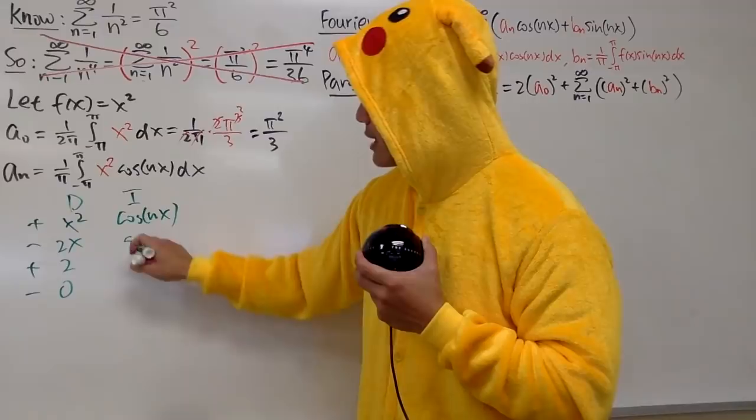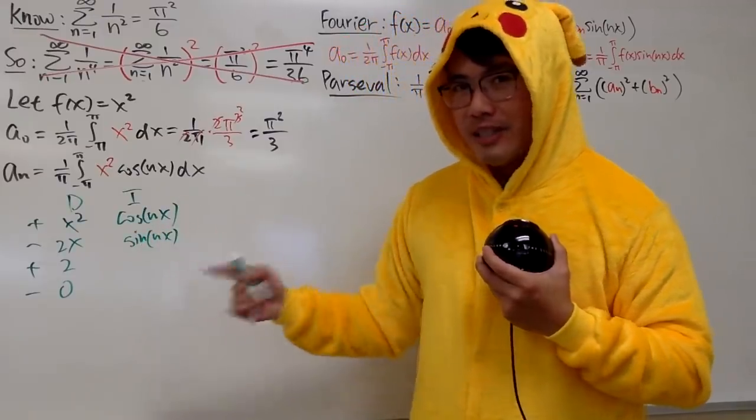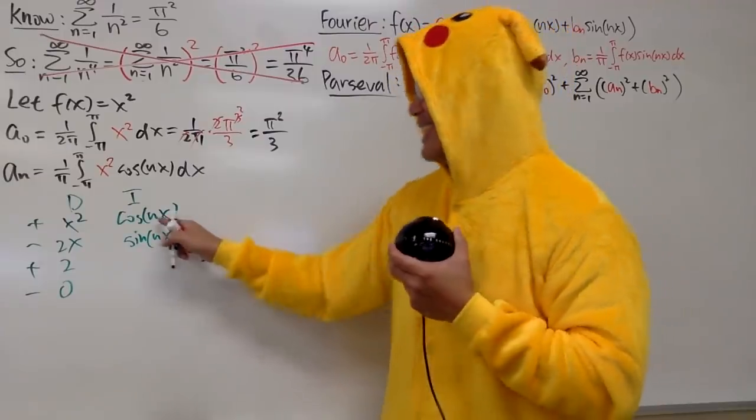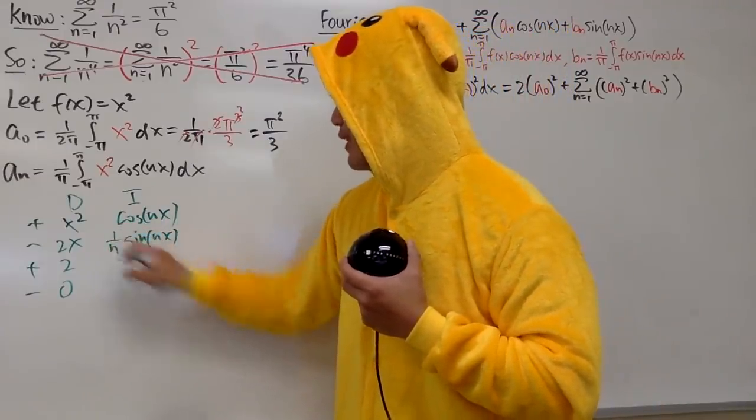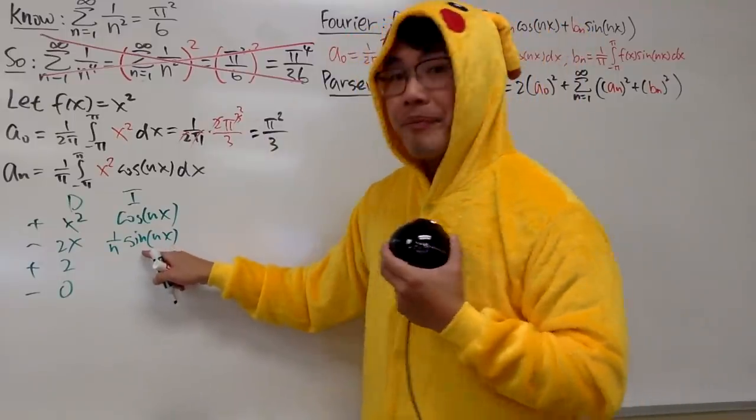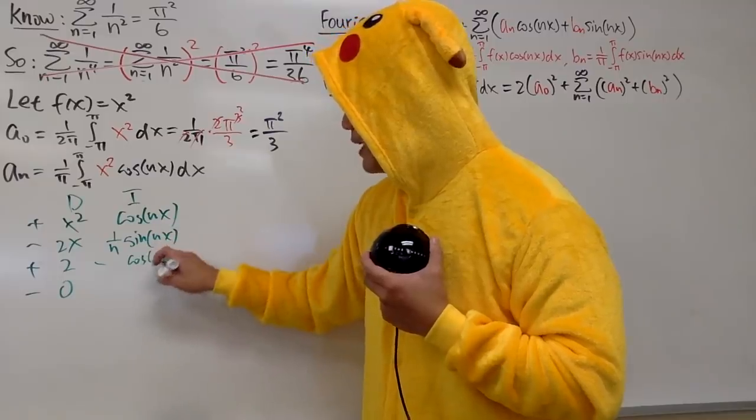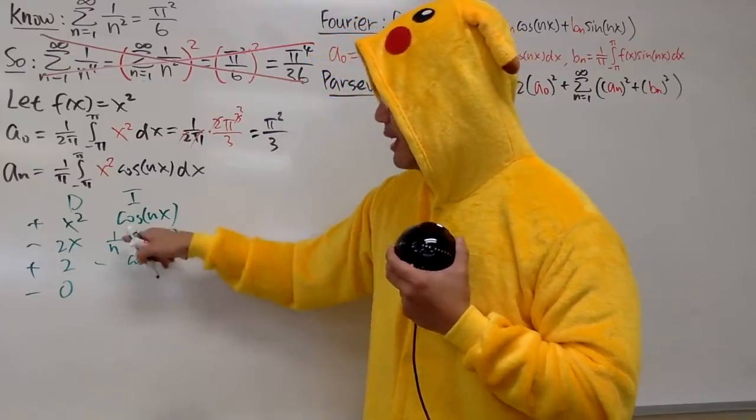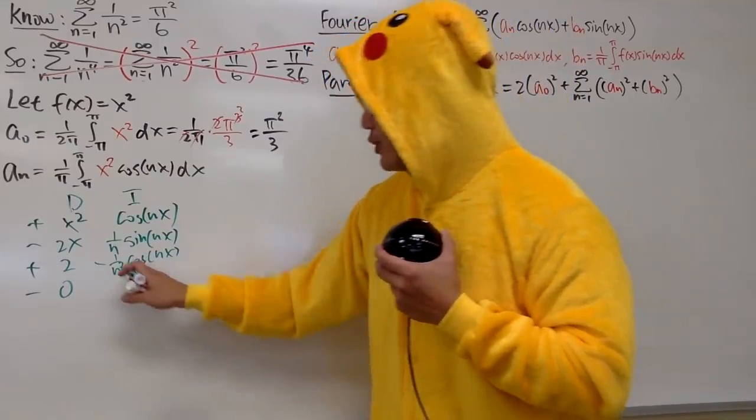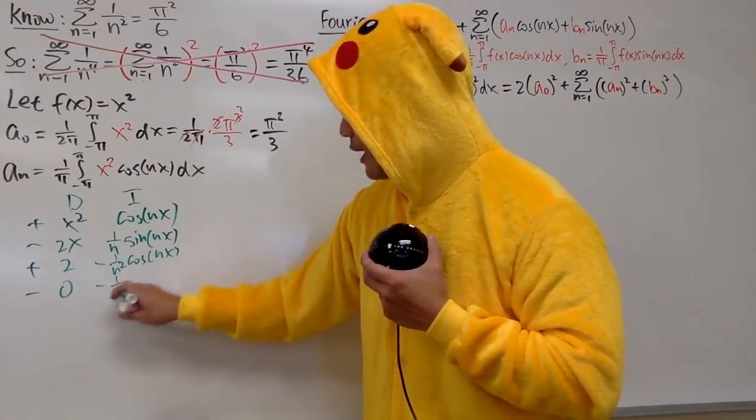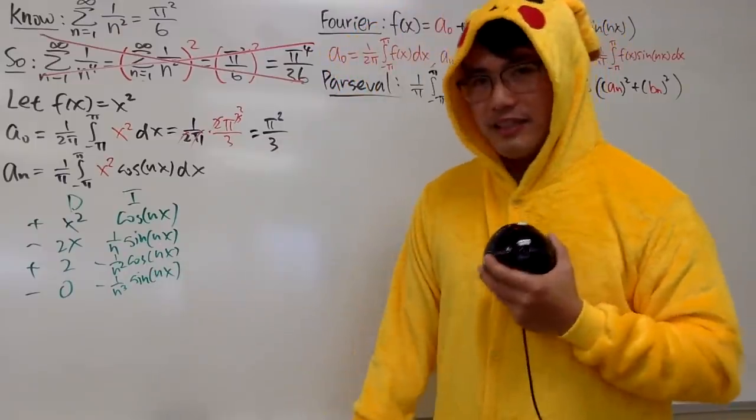And then integrating cosine of nx. First, we get positive sine nx, but be sure you use the reverse chain rule. You divide it by the derivative of nx, which is n. So you put down 1 over n here. And then you do this again. Integral of sine is negative cosine. And the input stays the same, but you divide it by n again, and then you get 1 over n squared, like this. And then you do this again, which is going to give us negative 1 over n cubed sine of nx, like this. This is very nice.